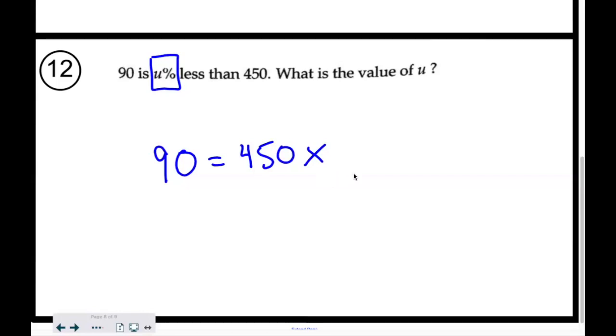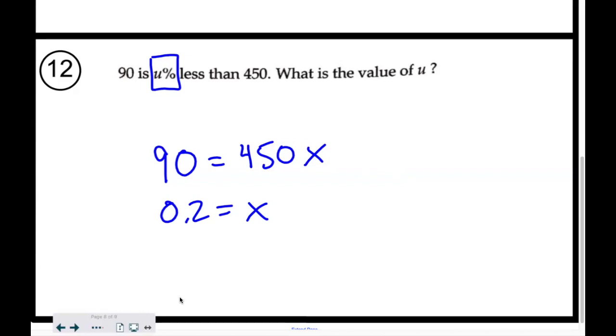The reason that I didn't use u over 100 like I did before is because it's u over 100 less than something. It's not u% of. If it were u% of, I would have just done what I did before and did u over 100. But since it's less than, I want to look at it a different way. I want to look at our percent increase decrease the way we've been looking at it the whole class. So what I would do is just solve for that value that I'm multiplying by. So that's 90 divided by 450, which is 0.2. And what I'm doing is I'm multiplying by 0.2.